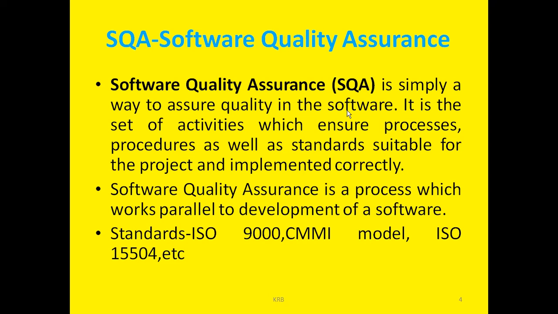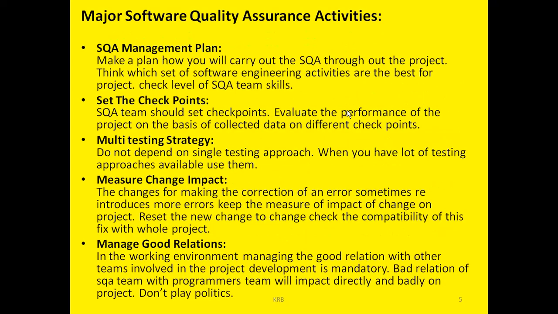So if we ask which are the standards by using which SQA can get us a high quality product, they are the ISO 9000 standard, the CMMI model, and ISO 15504. So basically, software quality assurance is a process which works parallelly with the development process of the software. So now the major software quality assurance activities. These are the following activities in SQA.